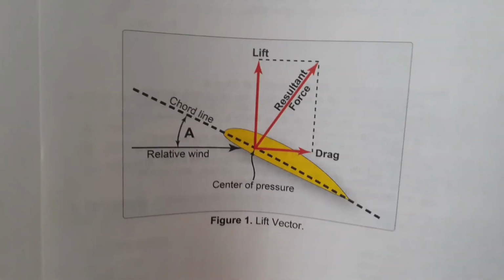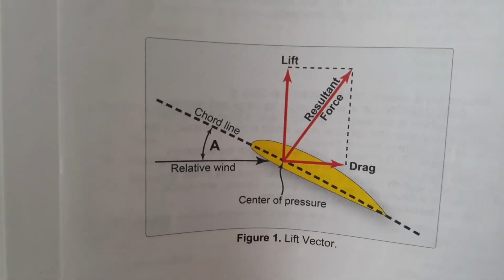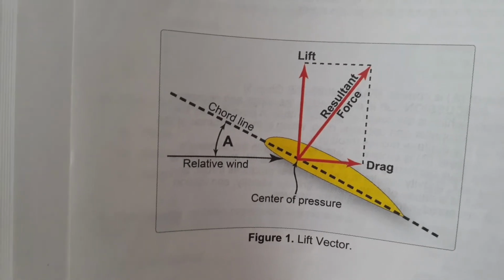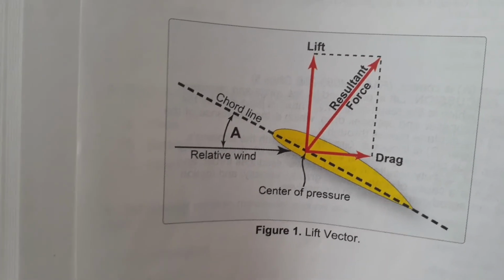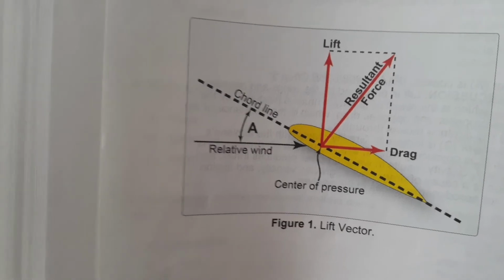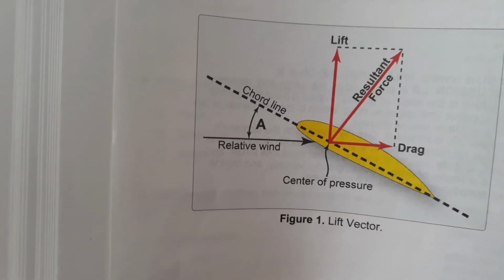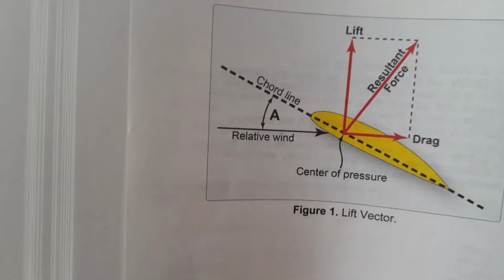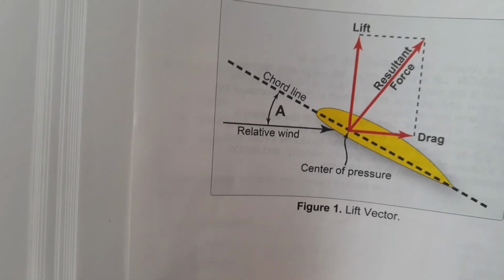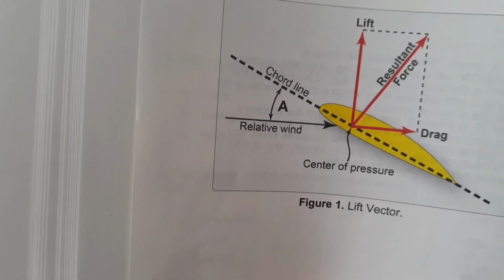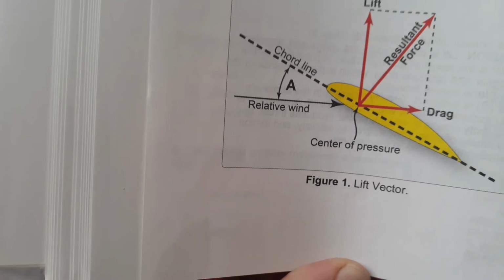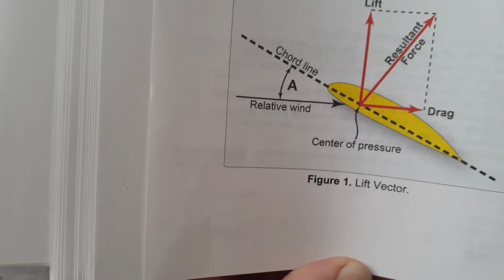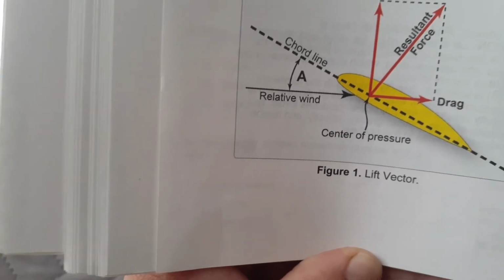Next question has to do with angle of attack. Refer to figure 1 below. The acute angle A is the angle of A, incidence, B, attack, C, dihedral. Question again, the acute angle A is the angle of B, attack.